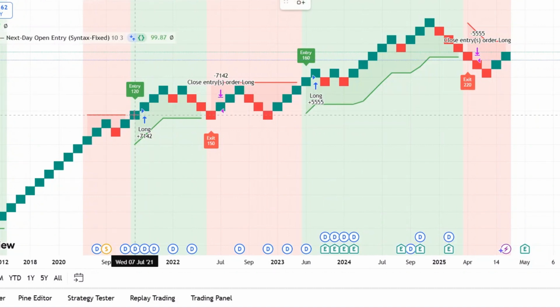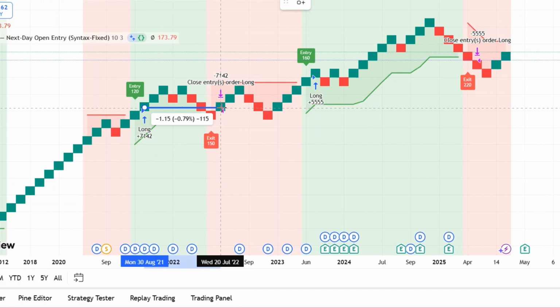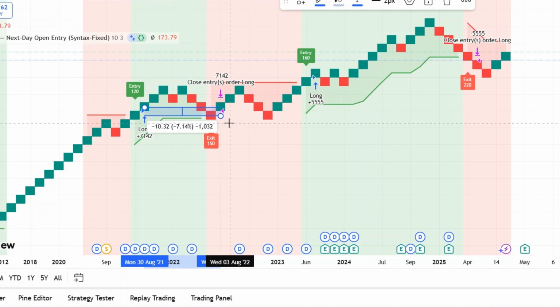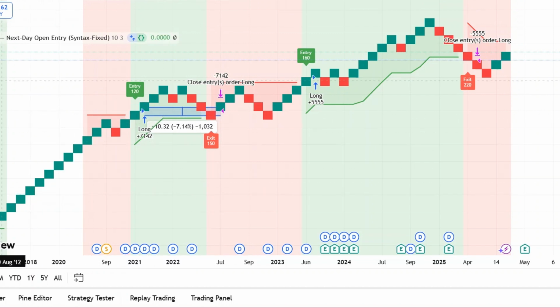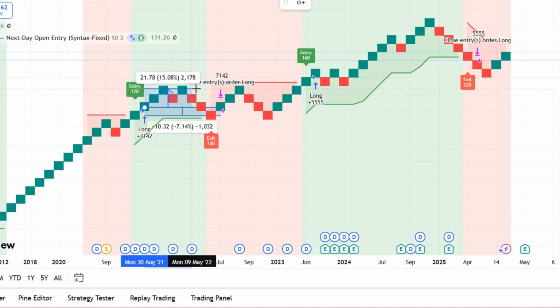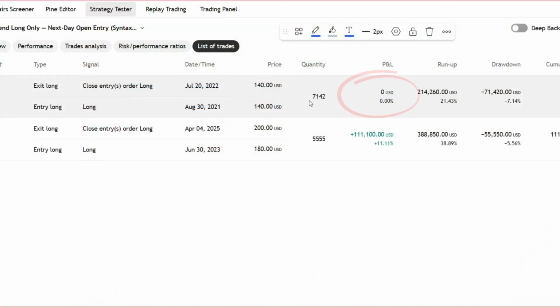Supertrend flips green on July 7, 2021. We'll assume an entry the next day, somewhere just above that brick. Then we follow the chart forward. Supertrend turns red on June 12, 2022. So we'd exit around that next brick, above or below it depending on real-world conditions. That gives us a profit-loss range of 0% to -7%, depending on how we exited. But at one point, this trade was up about 16%. The strategy tester reports it as a flat trade, 0% gain.